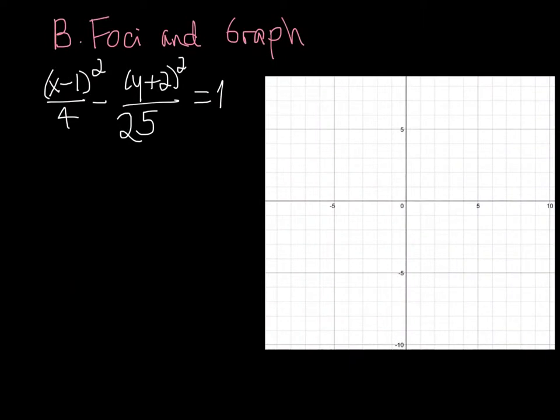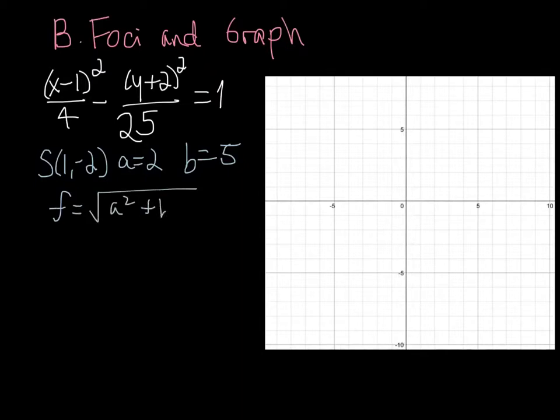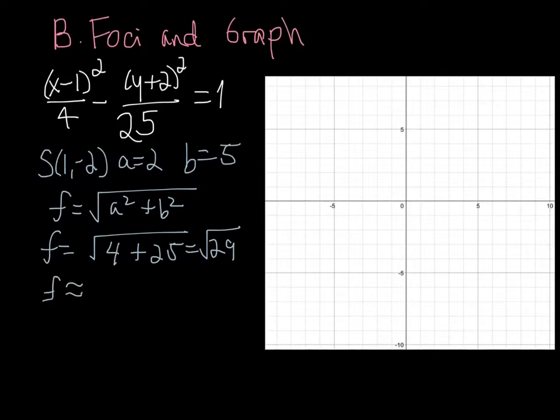If we want to graph this hyperbola, we need to remember first that our center was 1, minus 2. The distance a was 2 and the distance b was 5. Then we need to calculate the distance between the center and each one of the foci, which we called f. The formula to find f is the square root of a squared plus b squared. So f is going to be the square root of 4 plus 25, which is the square root of 29, which is a number around 5.385.